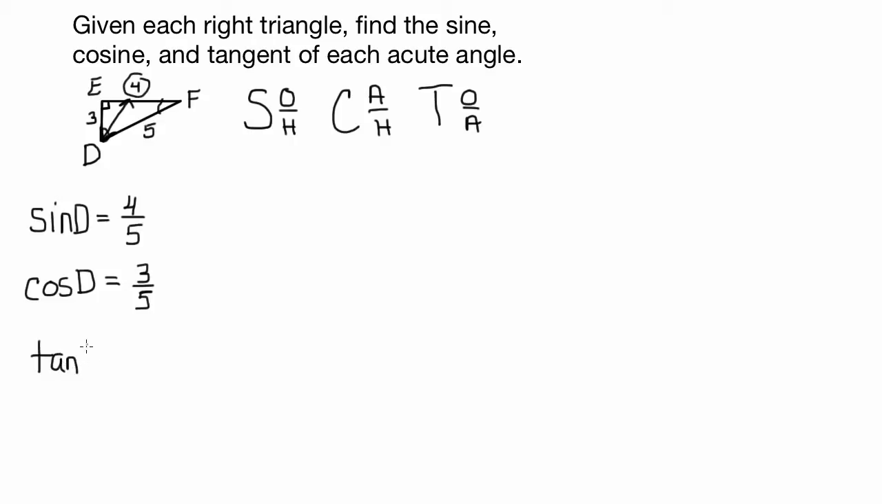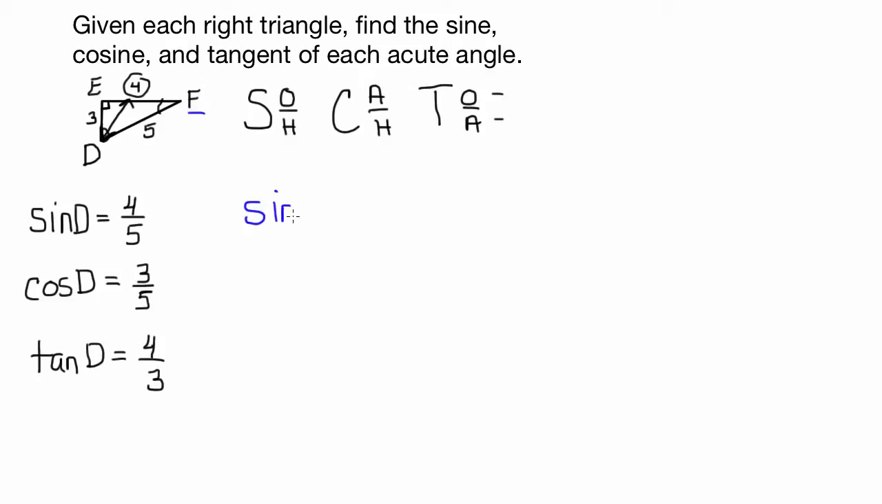Then the tangent of angle D is the opposite over the adjacent. Opposite was 4, and the adjacent was 3, so 4 over 3. Perfect. Now let's do the other angle, angle F.